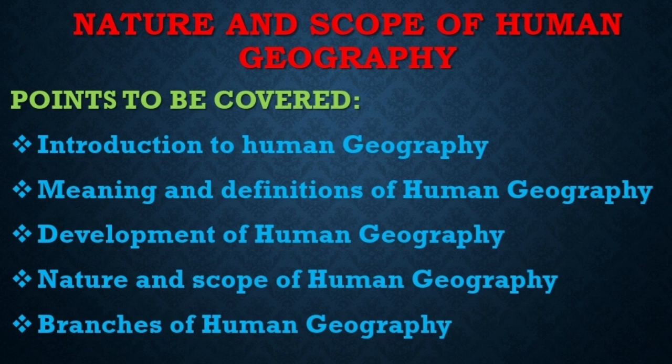Today we shall discuss the nature and scope of human geography. For your convenience, this chapter is divided into 5 sections, which are as follows. 1. Introduction to human geography. 2. Meaning and definitions of human geography. 3. Development of human geography. 4. Nature and scope of human geography. And 5. Branches of human geography.